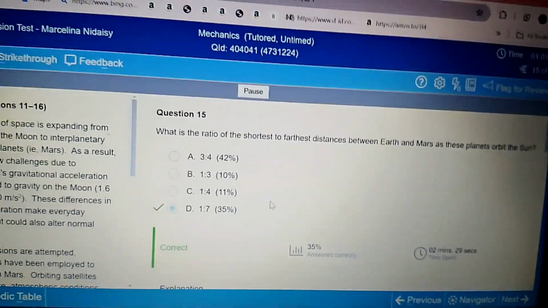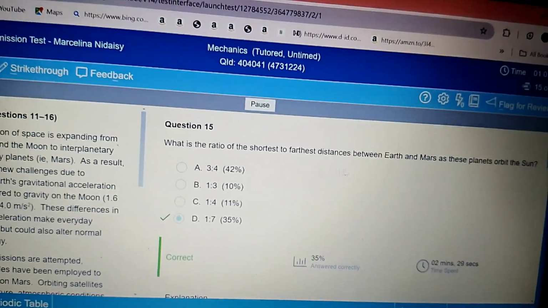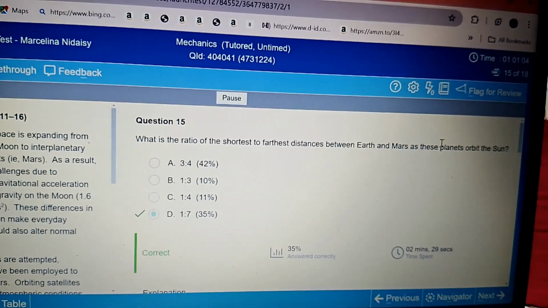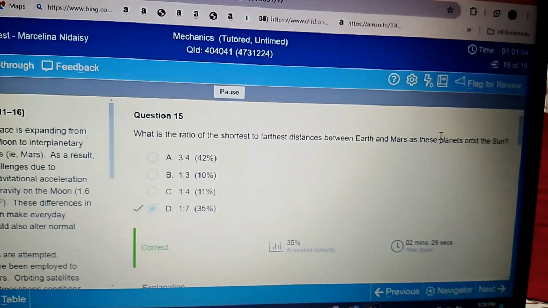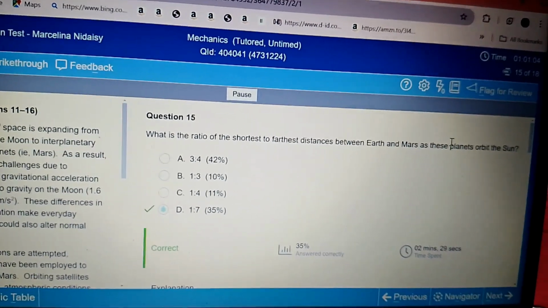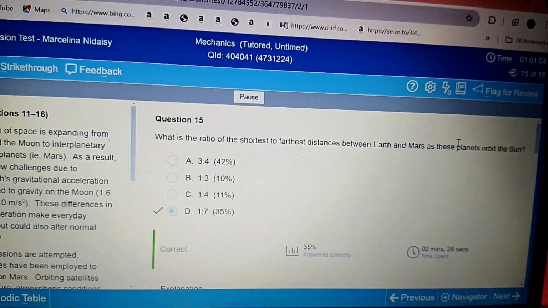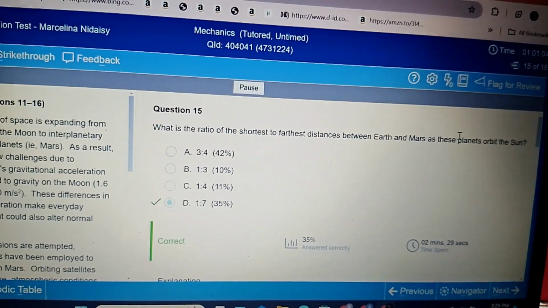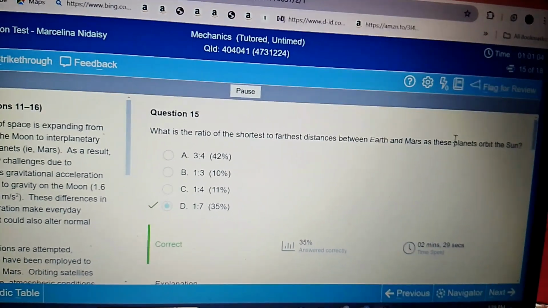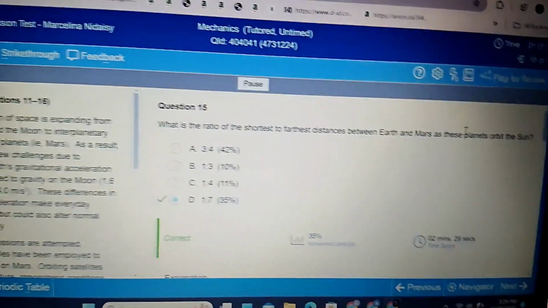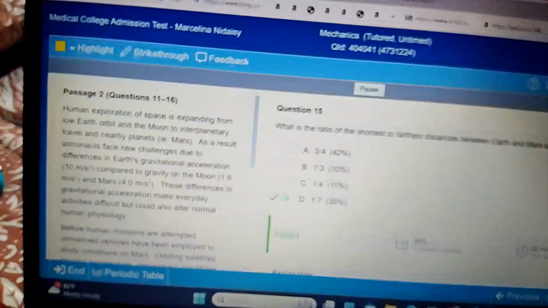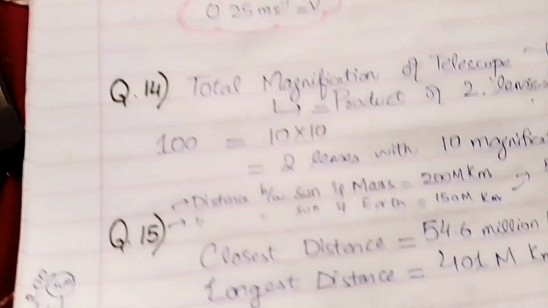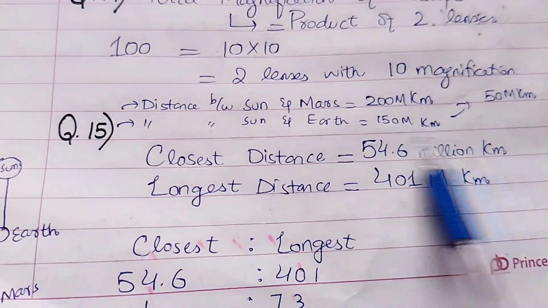The next question is, what is the ratio of the shortest to farthest distance from Earth to Mars as these planets orbit the Sun? Here you have to learn these values. The closest distance is 54 million kilometers, and the longest distance is 401 million kilometers. In our book, the values are 54.6 as the closest distance, and the longest distance is 401 million kilometers.